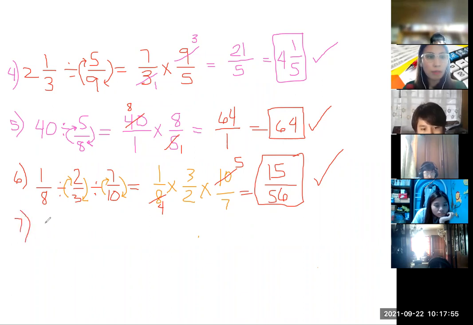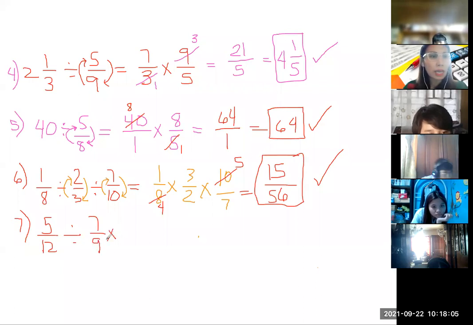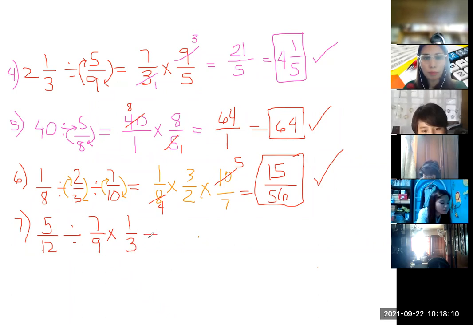Let's continue. Number 7: 5 over 12, divide by 7 over 9, and multiply by 1/3. Like what I've said earlier, only the fraction beside the division operation is inverted. So this time, only the 7 over 9.